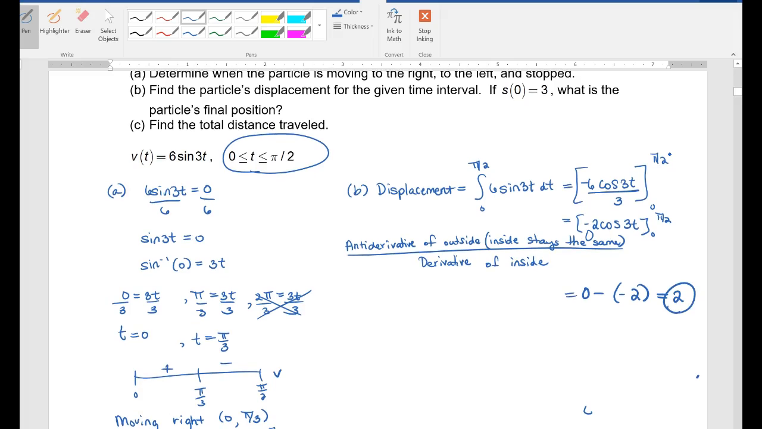What is the final position? If S of 0 equals 3, so that means when t equals 0, so the starting position, we're already starting at a position of 3. So I add what my displacement is, and so it's going to be 3 plus 2 equals 5.